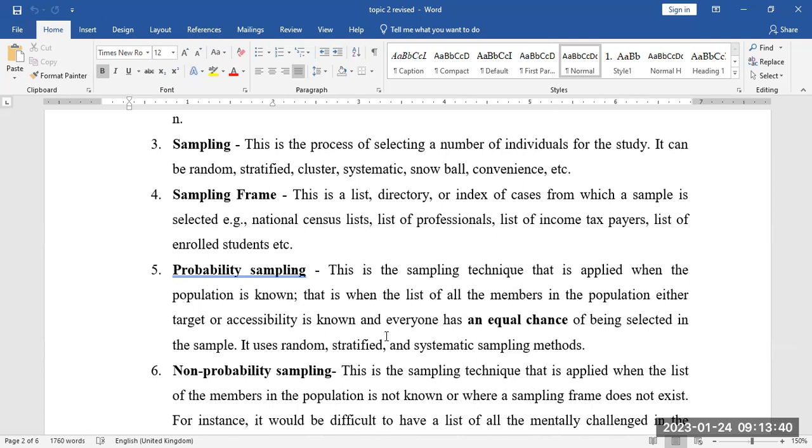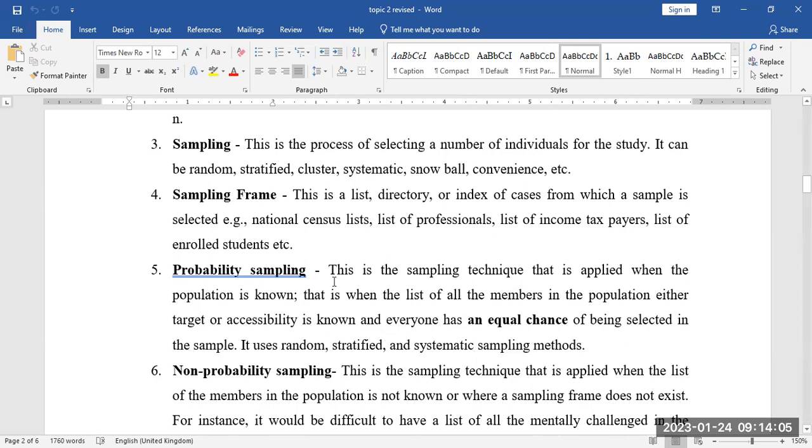For example, we might decide to have a sampling frame of income taxpayers only. So we are looking at income taxpayers, wale watu wanalipanga tax Kenya hii. That is a sampling frame. Or we might be looking at students doing diplomas at maybe, for example, University of Nairobi. That is the sampling frame.